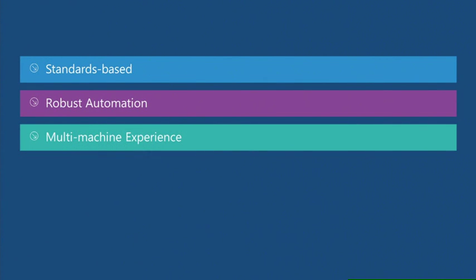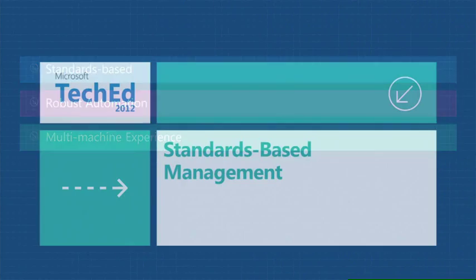And so this breaks down into the management requirements for a cloud OS, which are similar but very different than the requirements of a server OS. And so they break down into standards-based management, robust automation, and multi-machine experience. And so that's what we're going to show you today.